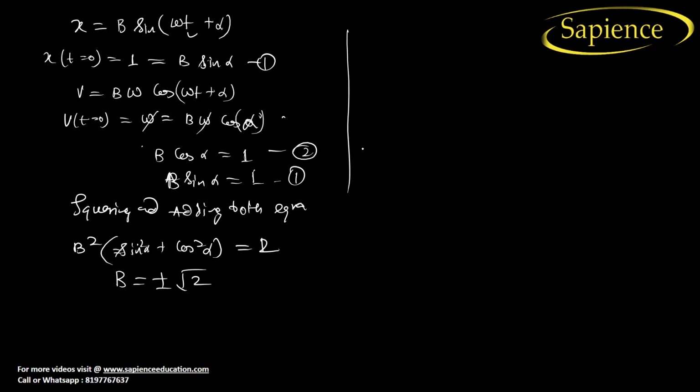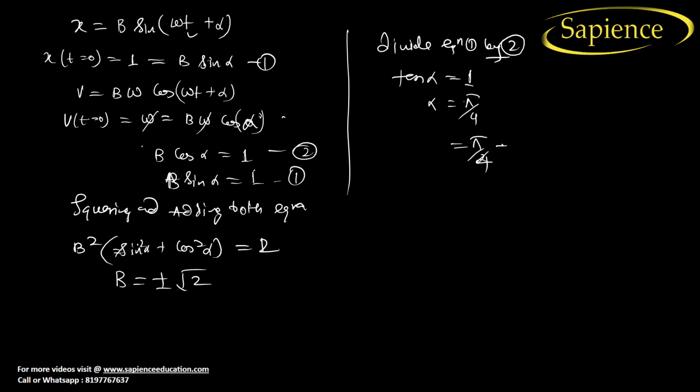Now it is a turn to find the phase angle. So divide equation 1 by 2. So what we will get? Tan alpha is equal to 1. So alpha is equal to pi by 4, or pi by 4 plus 2 pi. So this will be 9 pi by 4.